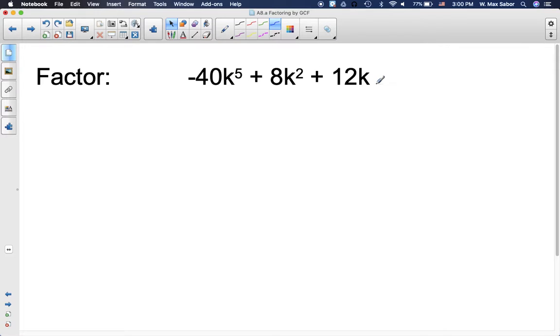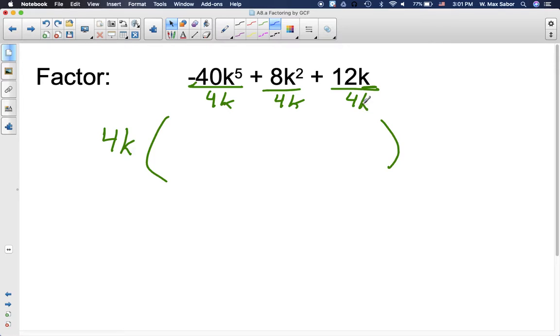All right, so all of these are divisible by 4. Are they divisible by 8? No. Are they divisible by k? Yes. The greatest number of k's in any of these is k. So again, this one will be 4k. So now I'm going to divide each of these by 4k. Divide by 4k. Divide by 4k.